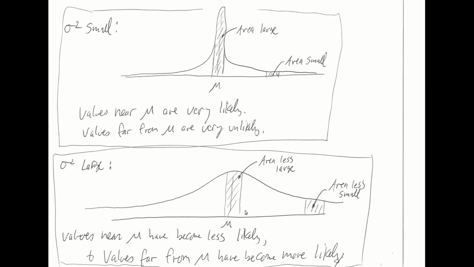That means it has become more likely that we will see values far away from the mean. And since there's always only a total probabilistic mass of 1, increasing the likelihood of these values far from the mean comes at the cost of decreasing the likelihood of seeing values near the mean. So for sigma squared large, a large variance normal random variable, values near mu have become less likely than they were when sigma squared was small, and values far from mu have become more likely.